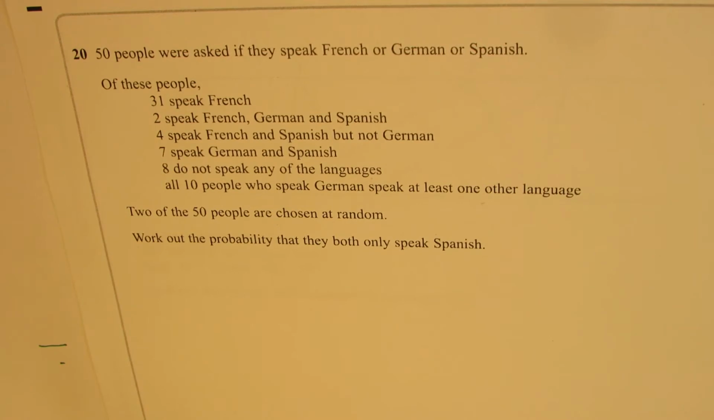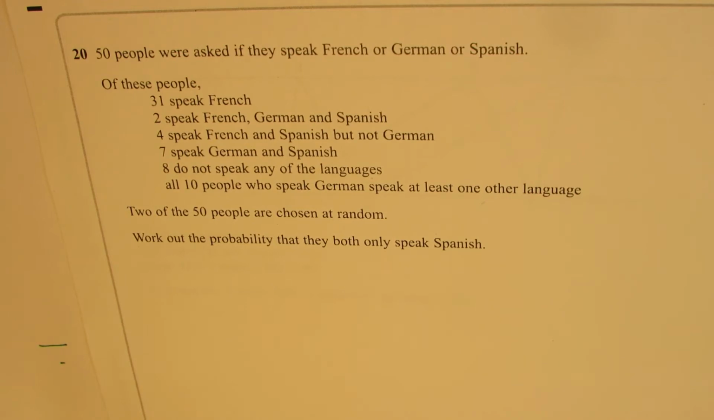Now, question number 20 is: 50 people were asked if they speak French or German or Spanish. Of these people, 31 speak French, 2 speak French, German, and Spanish, 4 speak French and Spanish but not German, 7 speak German and Spanish, 8 do not speak any of the languages. All 10 people who speak German speak at least one other language. 2 of the 50 are chosen at random. Work out the probability that they both only speak Spanish.